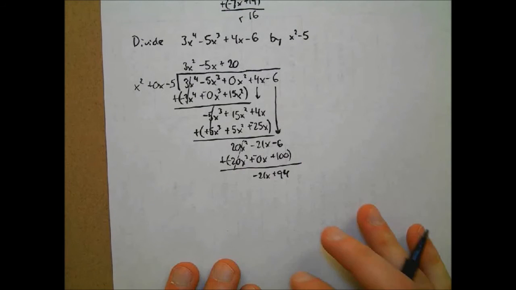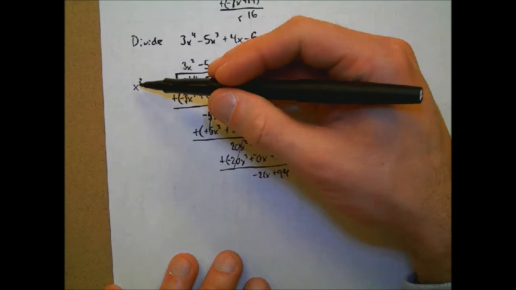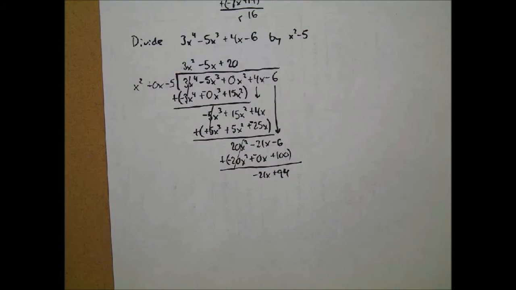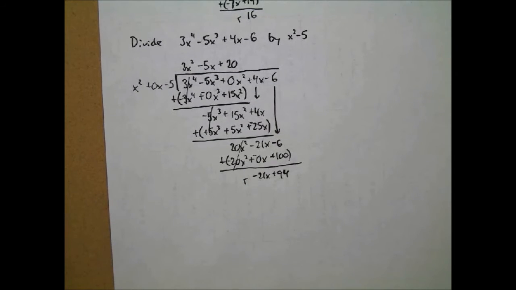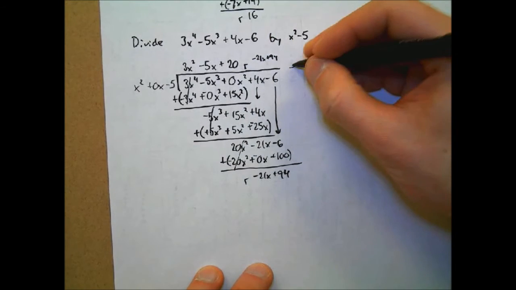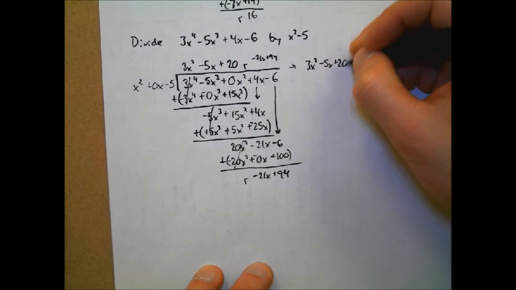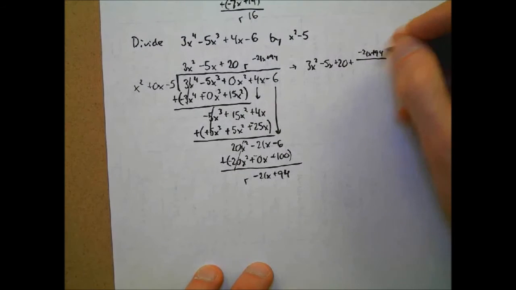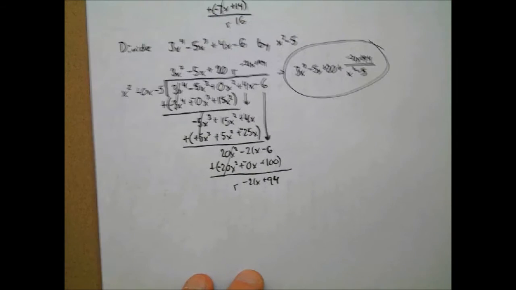Now if you look at this, can we multiply x squared by something to get a negative 21x? No. So we are done. This is our remainder, R, so R negative 21x plus 94. Or in other words, what we could really write this as is 3x squared minus 5x plus 20 plus negative 21x plus 94 all over x squared minus 5. There it is all written out.